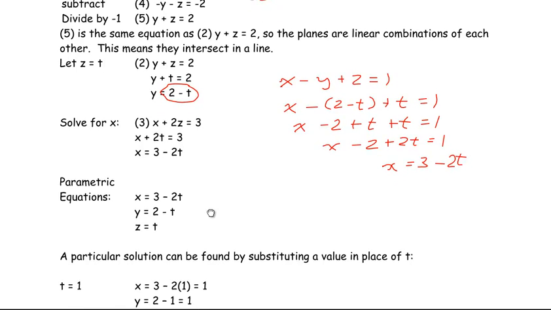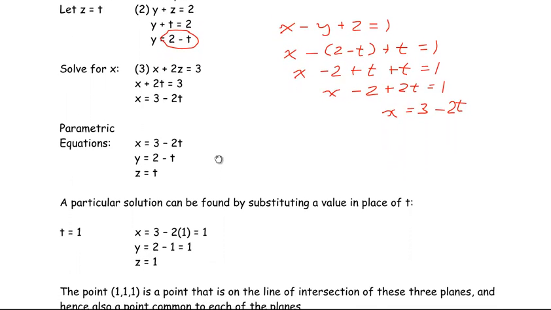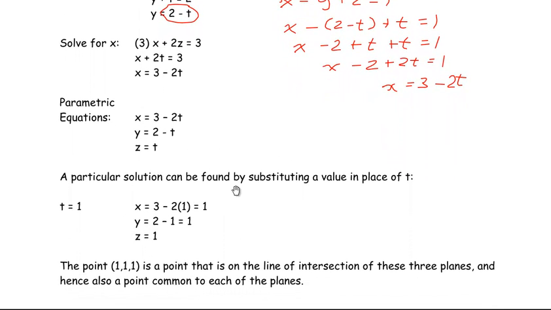So now we need to find a point on that line. So we find a point on that line, what I call a particular solution, by substituting a value in place of t. You use any number you want. I use 1 here, so I put 1 here, here, and here. So 3 minus 2 times 1, 3 minus 2 is 1. I put 1 here, so 2 minus 1 is 1, and z would be 1.